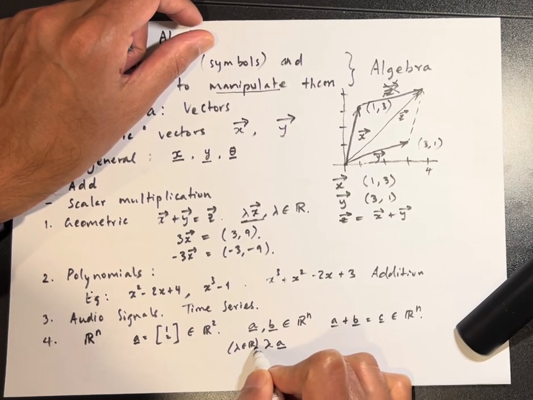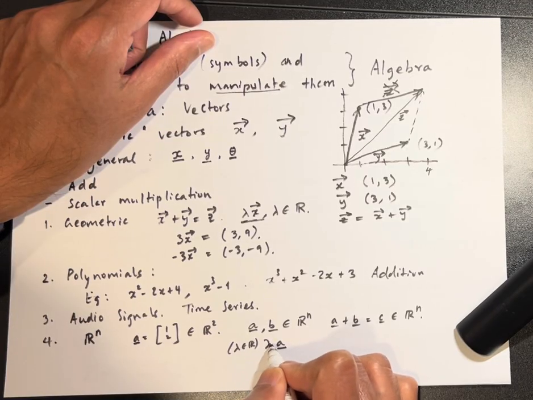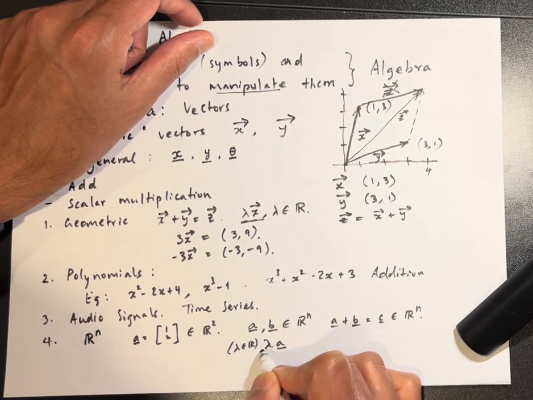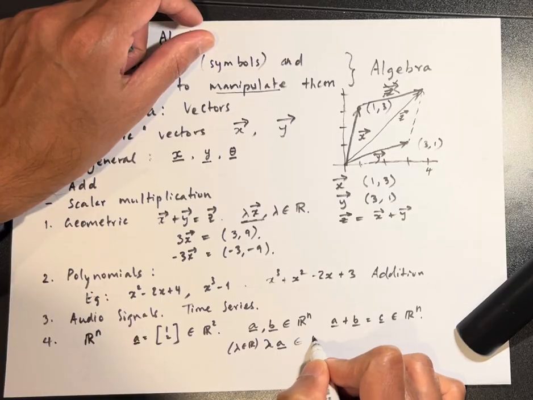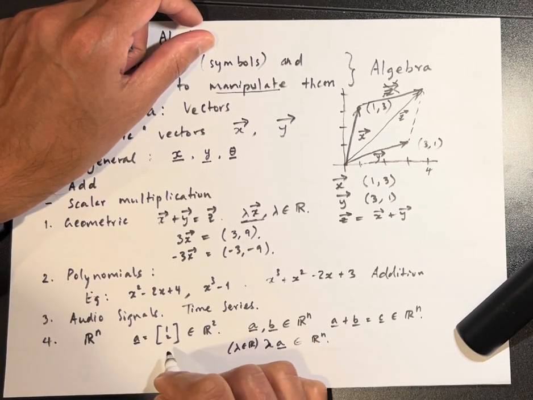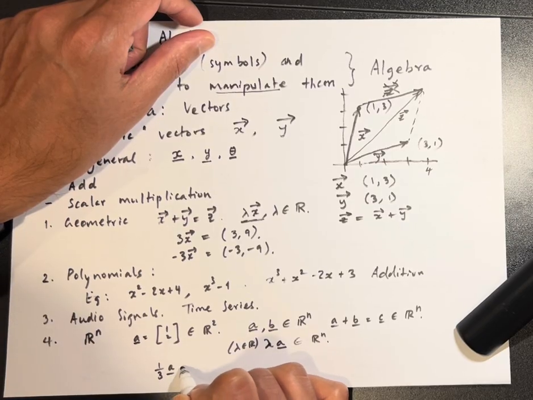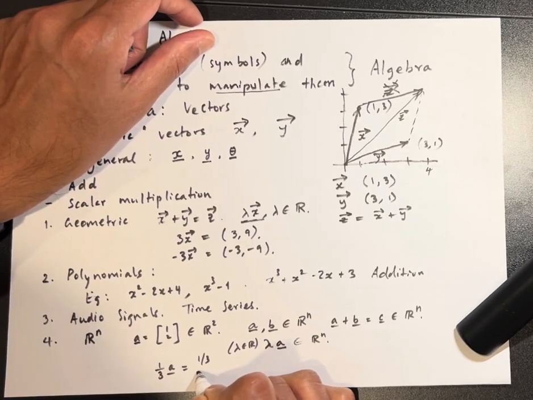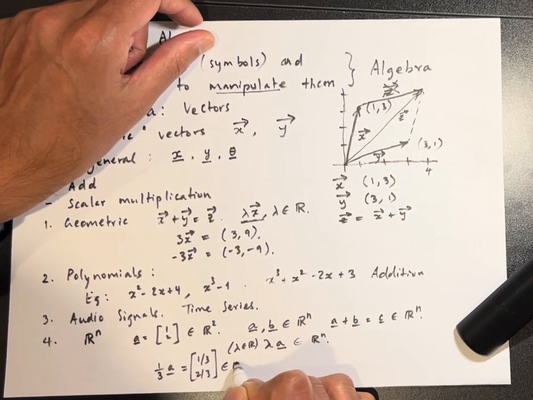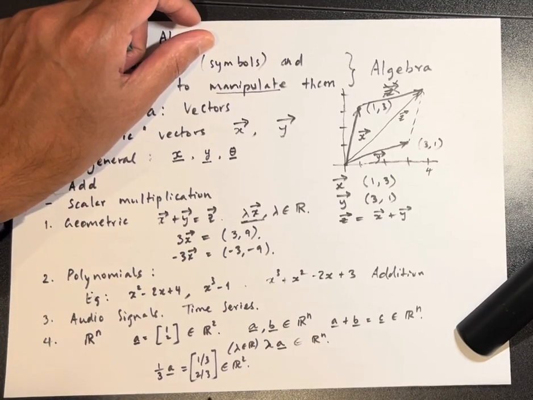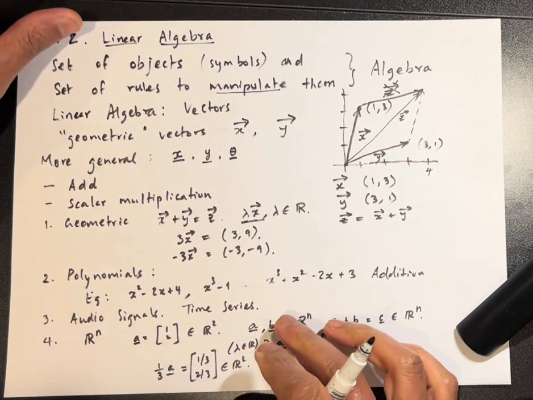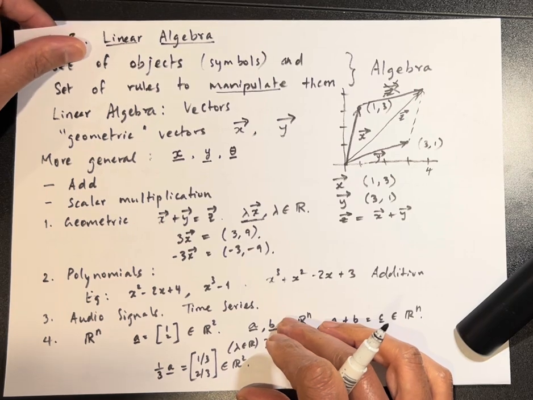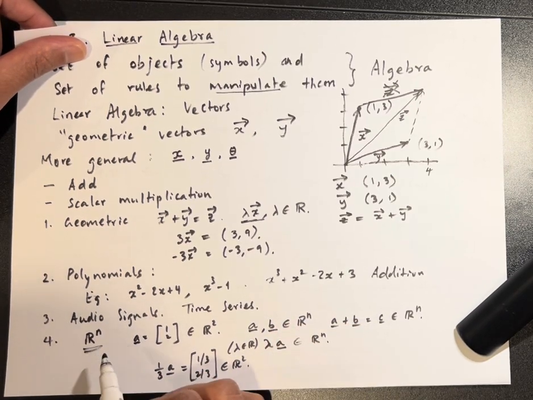It's scalar multiplication, which means this lambda is not a vector. It's just a real number. Lambda times A also again is going to be in Rn. So for example, in this case, if I take 1 by 3 times A, that's nothing but going to be the vector 1 by 3, 2 by 3. So this is also again an element of R2. So that's basically the idea behind this Rn.